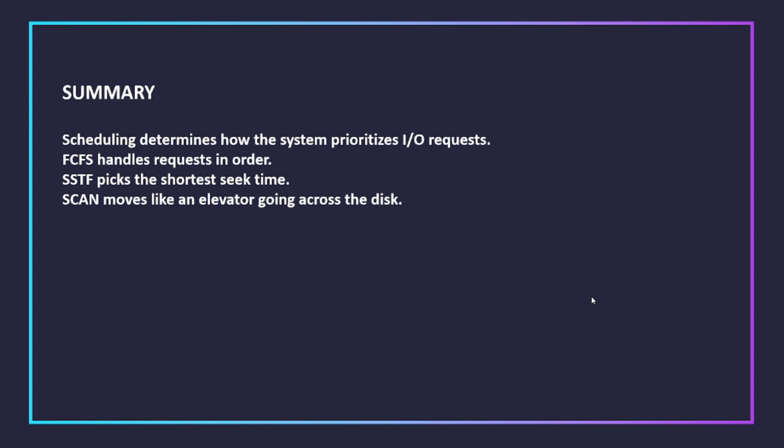So, lastly, I/O scheduling. I/O scheduling determines how the system prioritizes I/O requests. FCFS processes requests in arrival order. SSTF chooses the request with the shortest seek time, and SCAN works like an elevator moving back and forth to list. These techniques help improve overall performance.